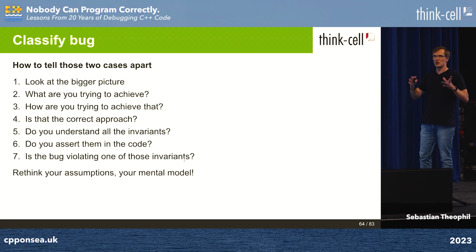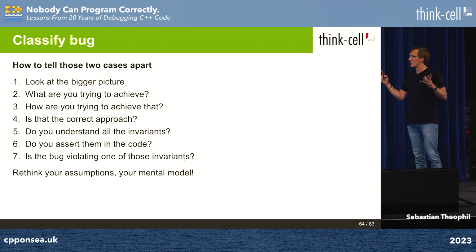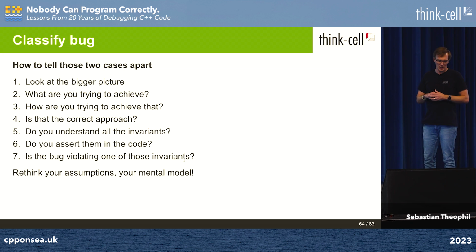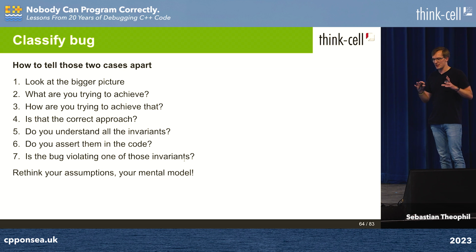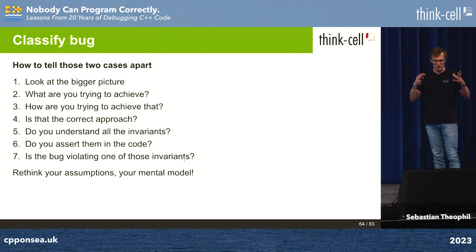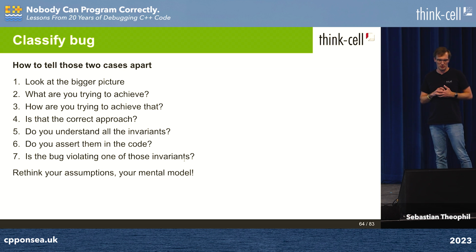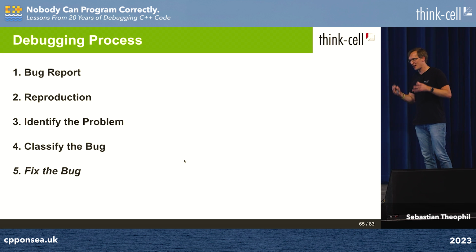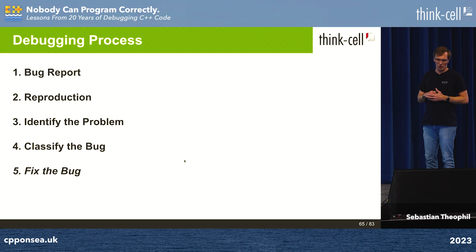In summarizing, yes, you have to look at the bigger picture. You have to ask yourself, what were you trying to achieve and how are you doing that? And is that actually the right approach? And do you really understand the problem you were trying to solve? And is the solution a good solution to that problem? And when we've done that, then we can really fix our bug.